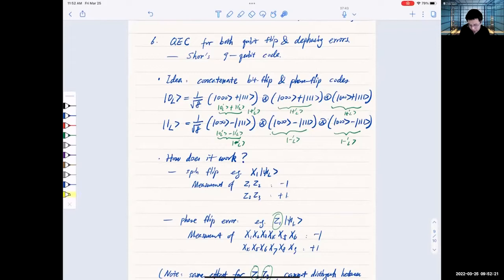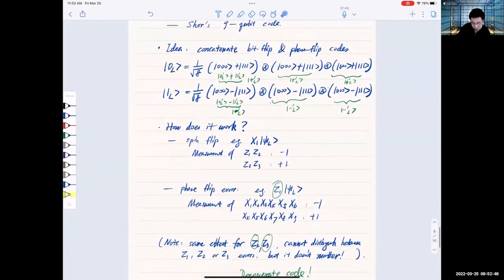But to resolve the ambiguity, you need another measurement associated with the X operators in the second and third blocks. And if that outcome is a plus sign, that indicates the second and third blocks are fine. The error only happened in the first block. So it could be Z1, or Z2, or Z3. This is a natural feature of this code: there is no way for you to identify whether the first qubit, the second qubit or the third qubit has undergone a dephasing error, because based on these measurement outcomes, they all look the same.